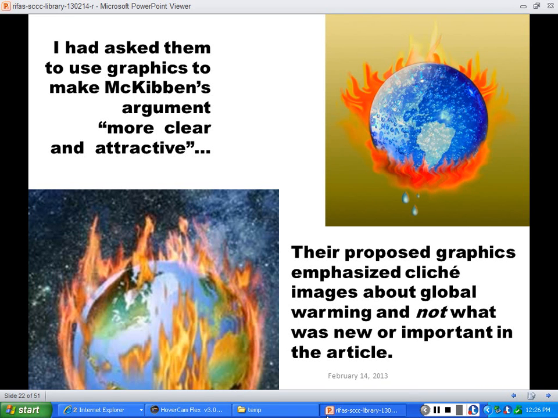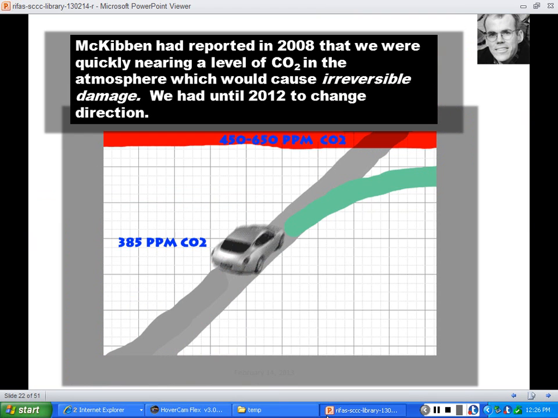And what students turned in emphasized cliche images about global warming and not anything that was new or important in McKibben's article. So I decided that I would draw my own pictures to illustrate what was in McKibben's article. In 2008, he said that we were quickly nearing a level of carbon dioxide in the atmosphere which would cause irreversible damage. We had until the year 2012 to change direction.